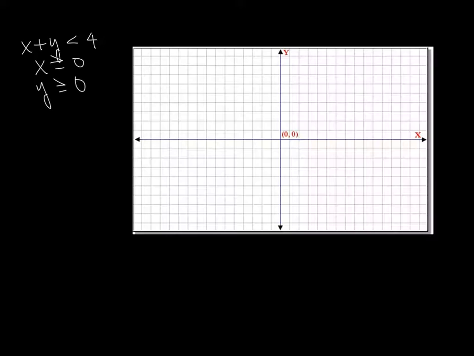So continuing with 7.8, this is 7.8b, and we're ready for example number 2 right now. Okay, so in this one we have 3 inequalities that we're going to be looking at here. So let's look at each one.